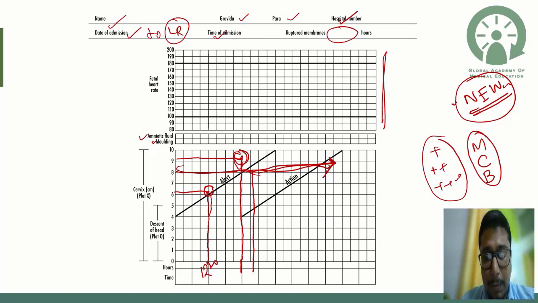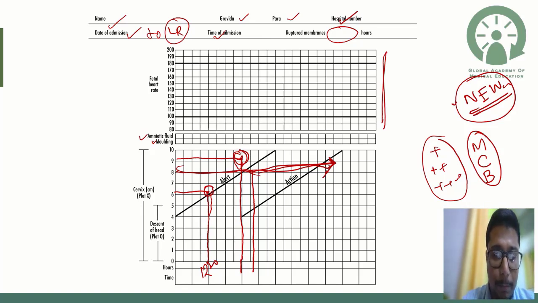And after that we repeat PV every 4 hourly, so after 12:30 it will be 4:30. If at 4:30 she is 9 centimeter, her plot will be somewhere here. So this is the wrong plotting, right? This is the wrong plotting.